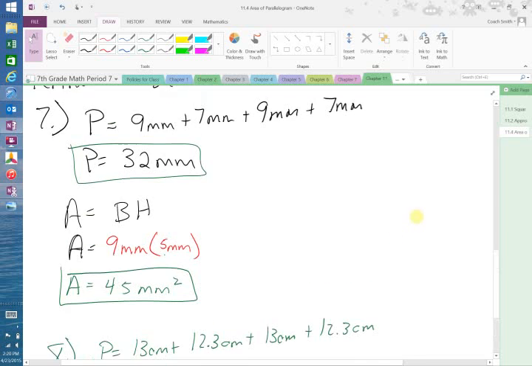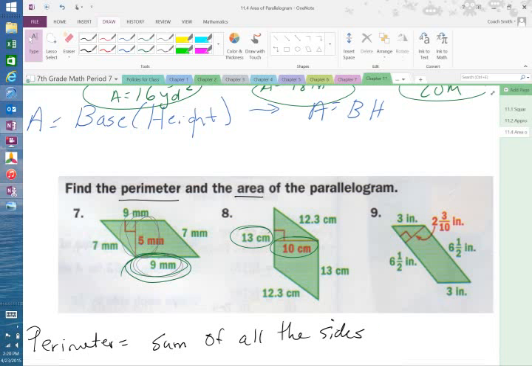Now, if you look at number 9, let's remind ourselves of a couple of things. First of all, you have some fractions for your lengths. But the adding part's not hard, because if I add up all the sides, what's 6.5 plus 6.5? 13. Then you just take 13 plus 3, 16 plus 3, 19. So that one's easy.